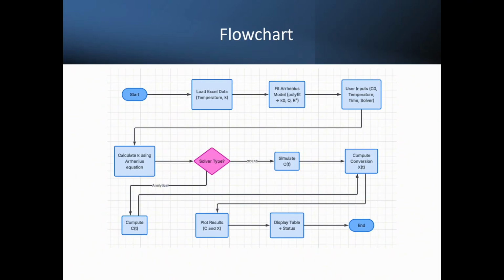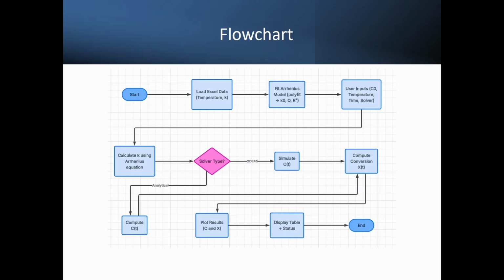This flowchart represents the full logic of our program from data input to final output. The process starts by loading an external file that's named Arrhenius data. This data set is structured with two columns, temperature in Kelvin and the corresponding experimentally measured rate constant. The data must be clean and positive because we apply the logarithmic transformation later.